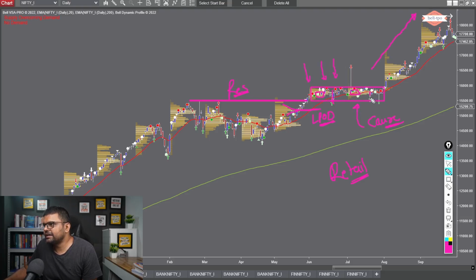You again buy, again it hits your stop loss. You again buy, again it hits your stop loss. Retail traders' confidence is broken. Now, either you are out of the market, or because your stop loss was hit 3 times, you are now short the market. You somehow believe this is the top.